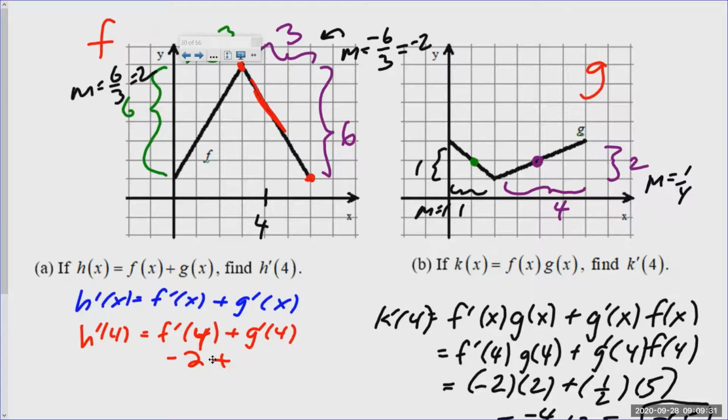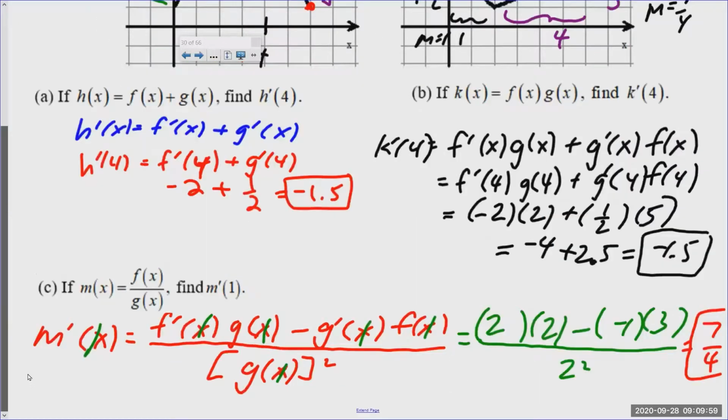All right, let's do g prime at 4. Same thing, go to your g graph, go find 4. So 1, 2, 3, 4, right there. Okay, get the slope at that point right there, the slope of that graph at that point. Draw a tangent line, and I'm getting 1/2 right there. Okay, so negative 2 plus 1/2 is negative 1.5. All right. You guys good with getting the slope of this thing?